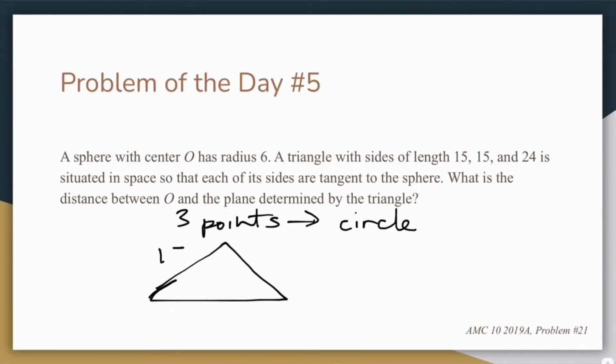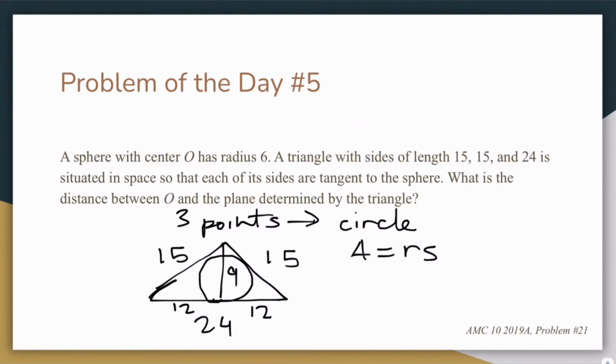And we know that this is 15, 15 and 24. So if we have the incircle, so this is 9, since this is a 3, 4, 5 triangle, then all we have to find is the radius, which we can do by A equals rs, which equals 9 times 24 over 2, or 108. Then r, since the semi-perimeter is 27, r is just 4.